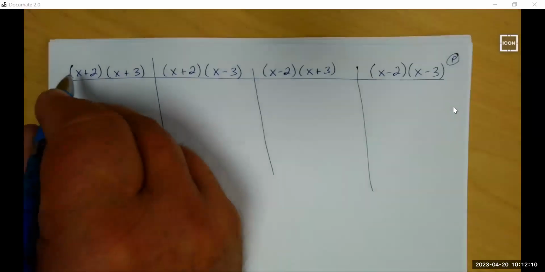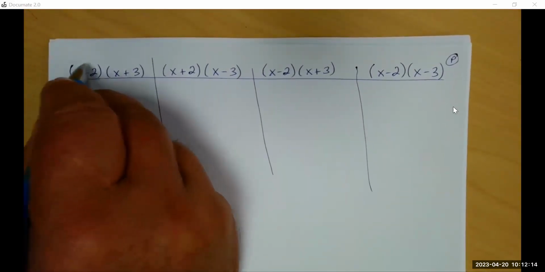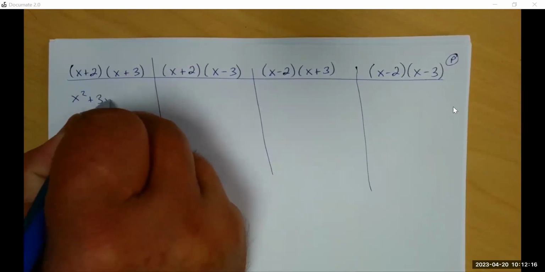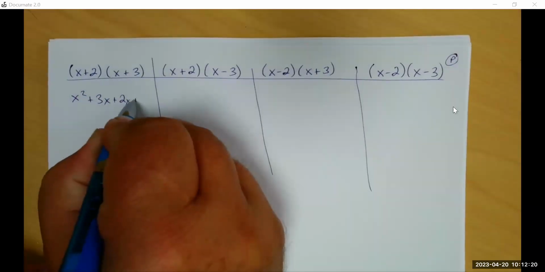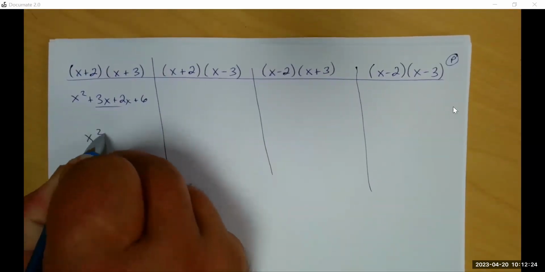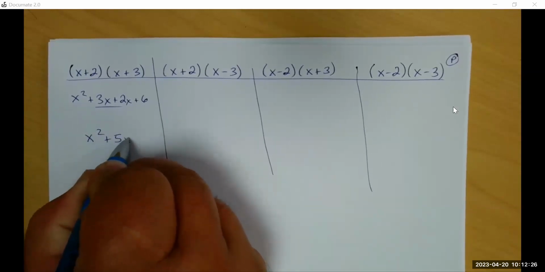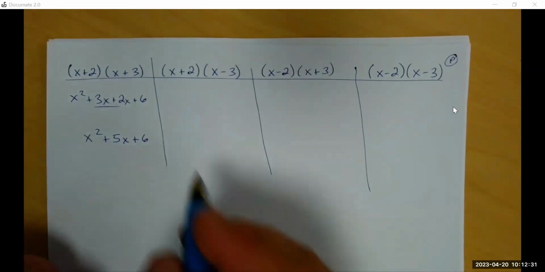So the first one, we get x times x is x squared. X times 3 is 3x. 2 times x is 2x. And 2 times 3 is 6. So it becomes x squared plus 5x plus 6, right? We just did that one.